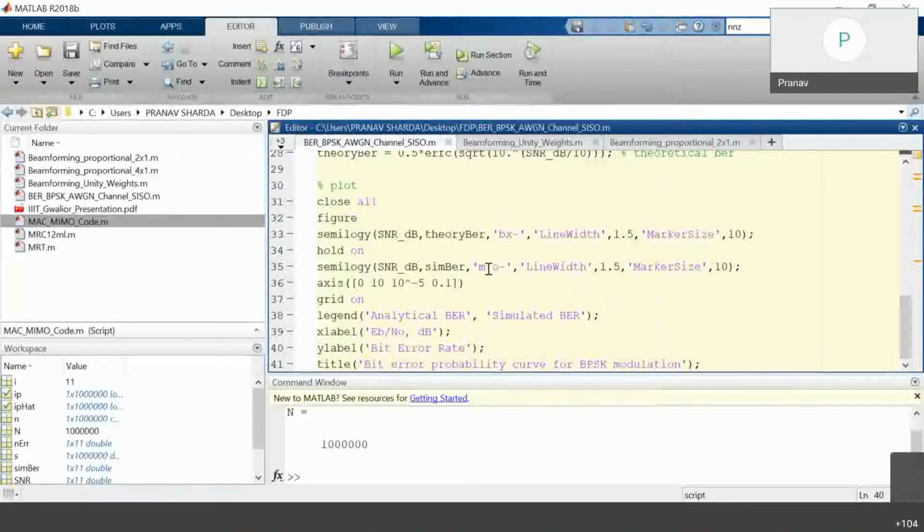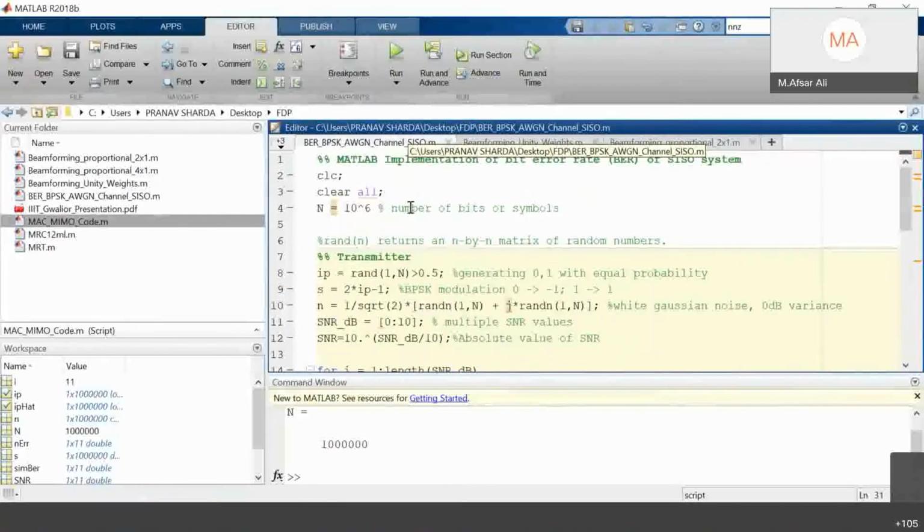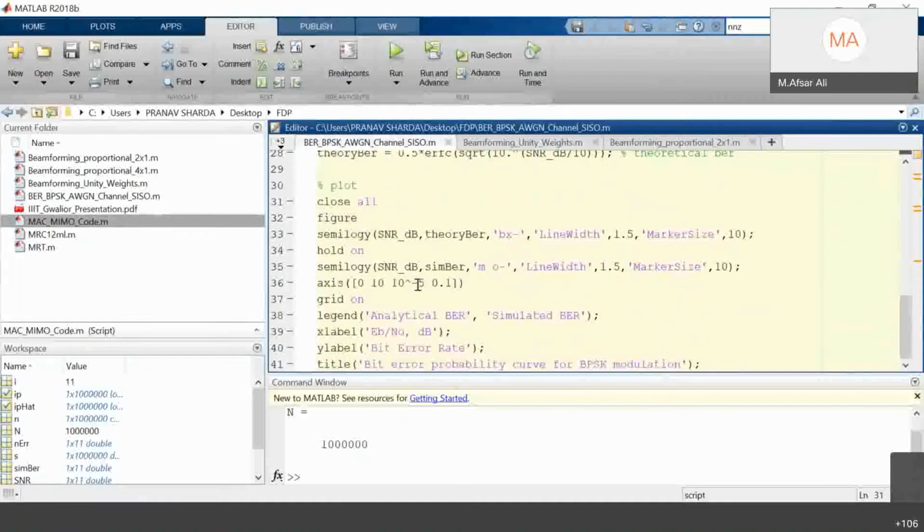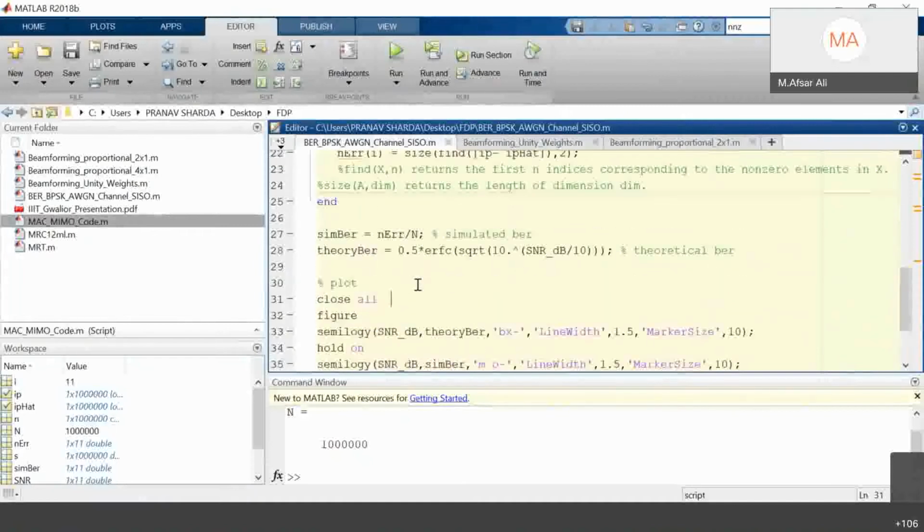Sorry, can you please show the program again? Which line? You have some query related to the plot? Yes, please. In which line do you have the query? Can you please tell me the line number?